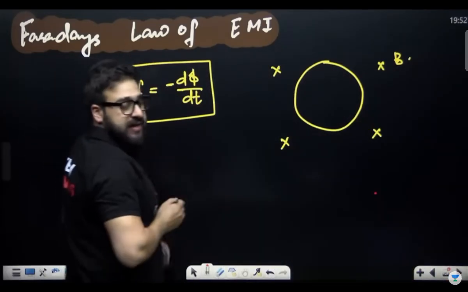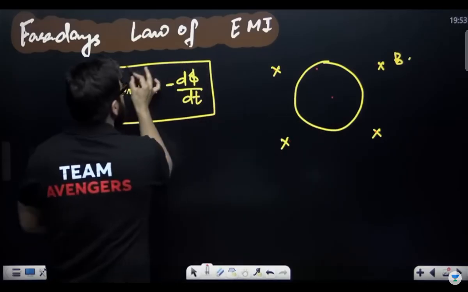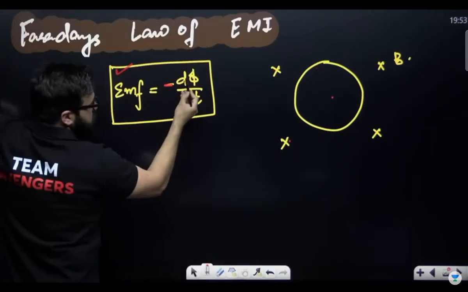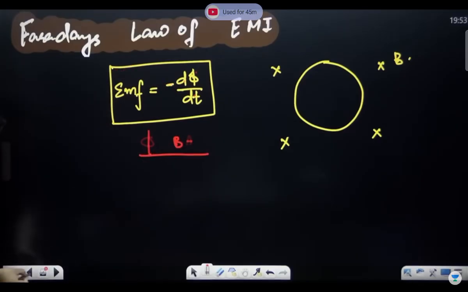Faraday's law of electromagnetic induction says that whenever the magnetic flux or magnetic field through a coil changes, an EMF is induced in that coil. Directly remember. This EMF is minus d phi by dt, and this flux is, by the way, magnetic field into area. You can write it like this. Now, let's move on to the question.